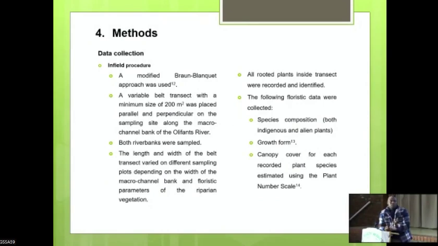It means at one sampling site, we surveyed both riverbanks, and the length and width of the sampling plot was basically determined by the width of the riparian vegetation, as well as the floristic parameters in that system. So all riparian plants were recorded, including the composition of indigenous and invasive plants. The growth forms were assigned, as well as canopy cover, using the plant number scale.